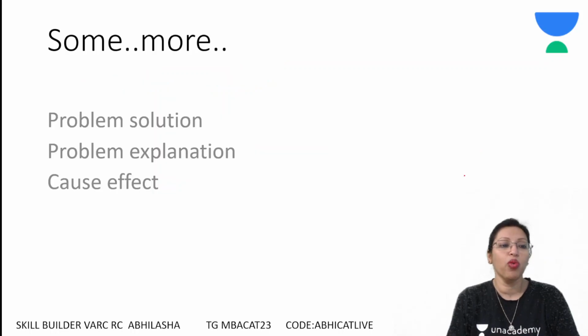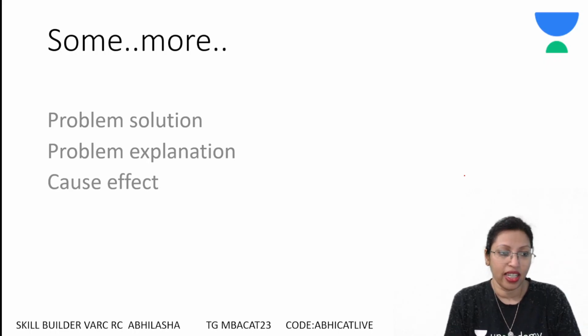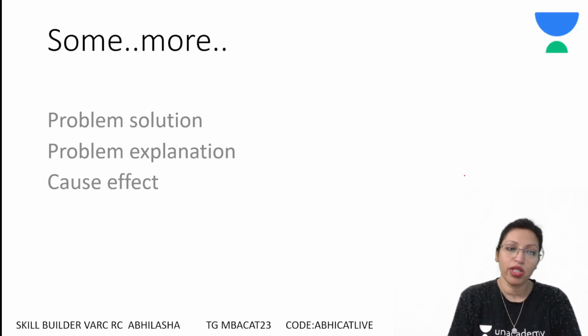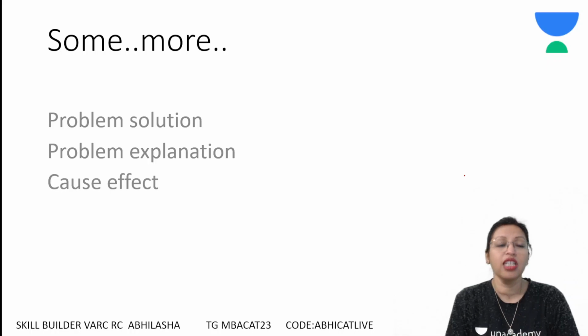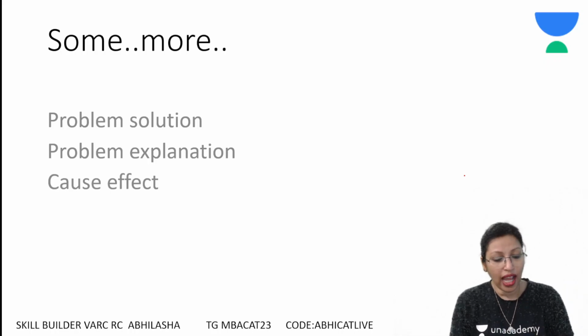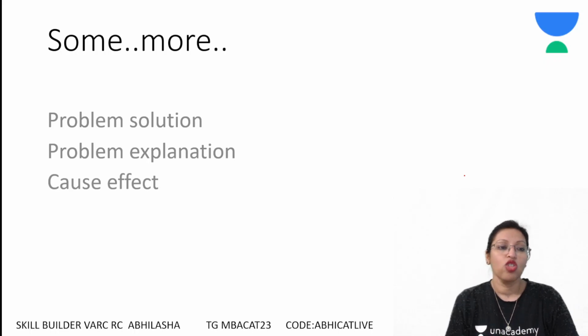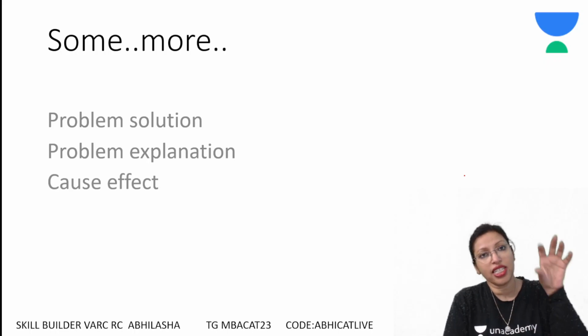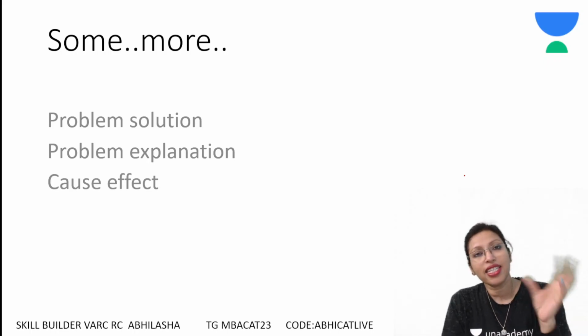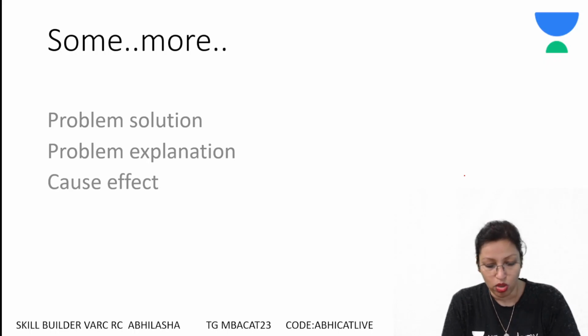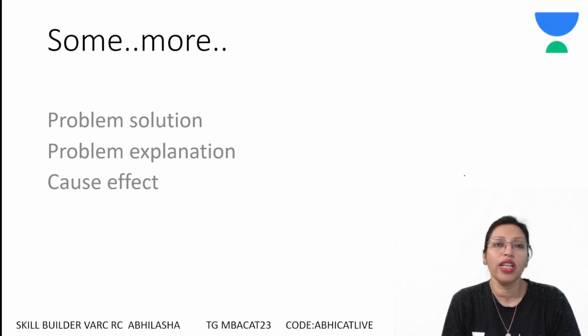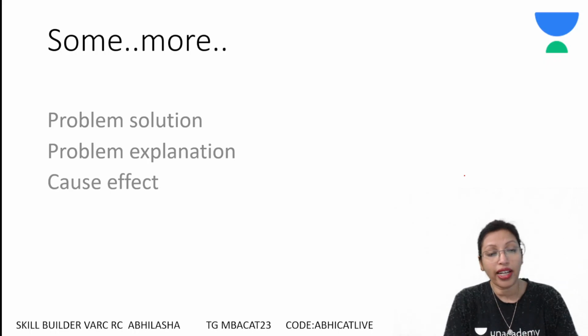Now there are some more that are also existing. Now these would be problem solution, problem explanation, cause effect. So what will happen in these? Let's also understand these. Take a minute and understand. So the problem solution questions essentially do what? So they state a problem and then they state a solution to that problem also. So initially the author will come up with the problem and then he will say, okay, this is the solution. So that can be one.